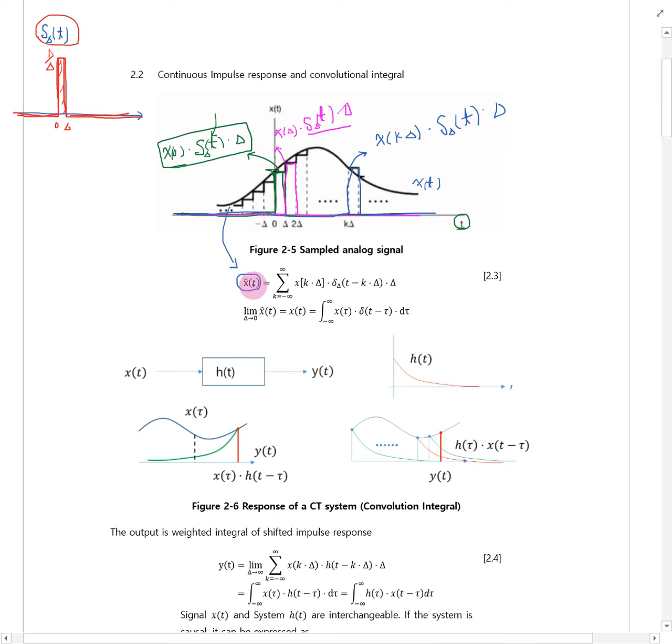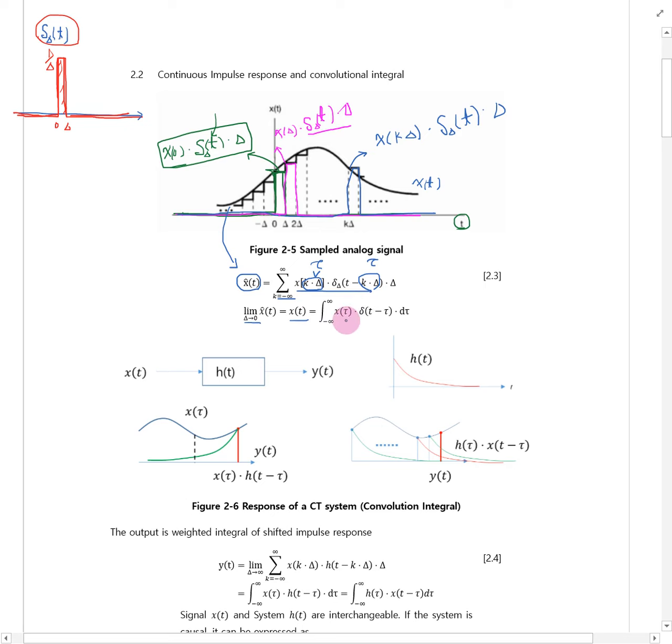But x hat of t decomposes into many scaled impulse functions. The summation of scaled impulse functions is x hat of t. By taking the limit as delta goes to 0, x hat of t becomes x(t). And you can see here that the summation becomes an integration, and delta becomes d tau, changing from minus infinity to infinity. And here you can see k times delta becomes tau. So x(tau) times delta(t minus tau) times d tau.